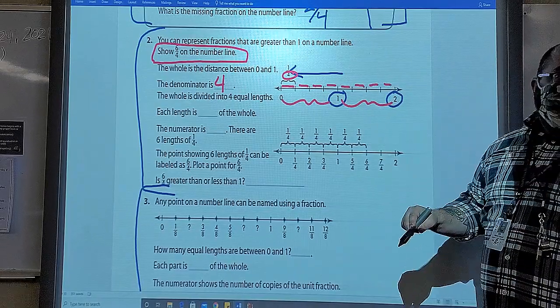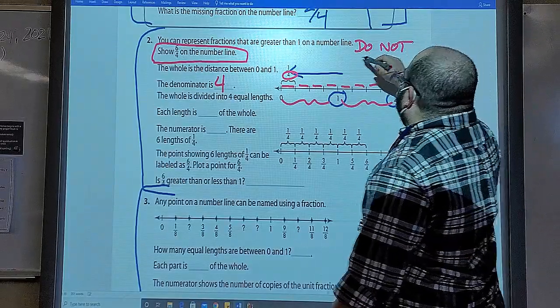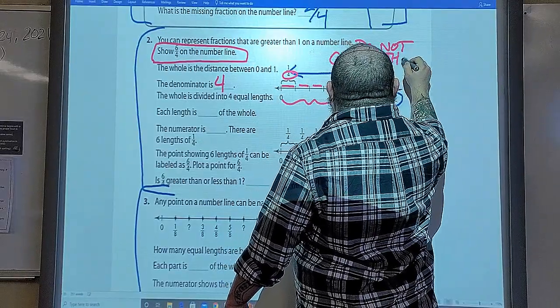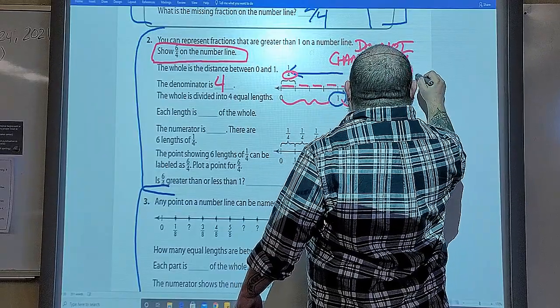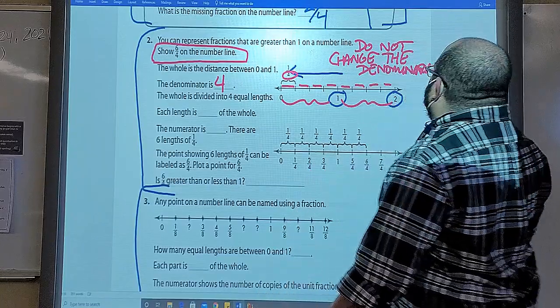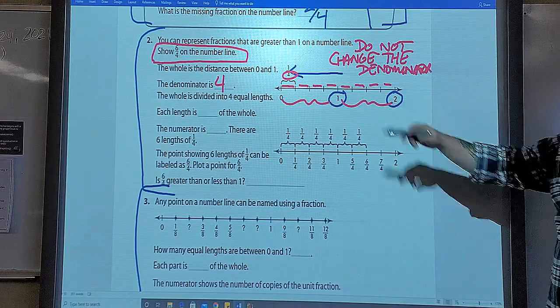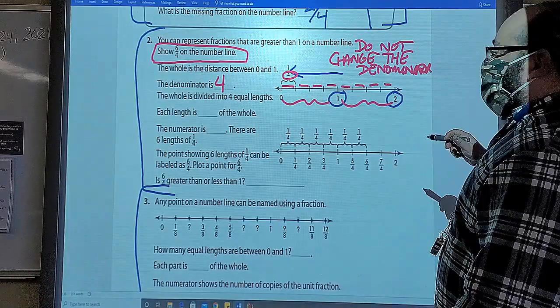Now remember, do not change the denominator. I ran out of room. Do not change the denominator. Keep it the same. There's nothing changing on the bottom. Only the numerator is going up. The numerator will go up one each time. Everybody should be looking forward, focusing. The numerator is going up one each time.